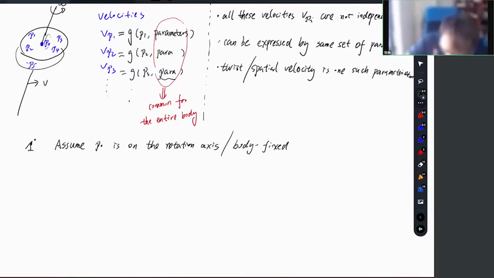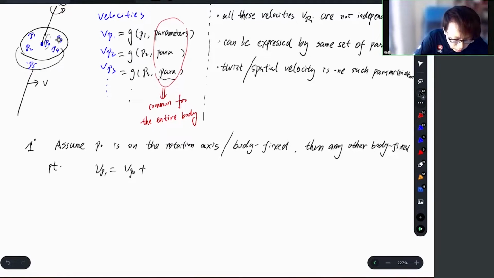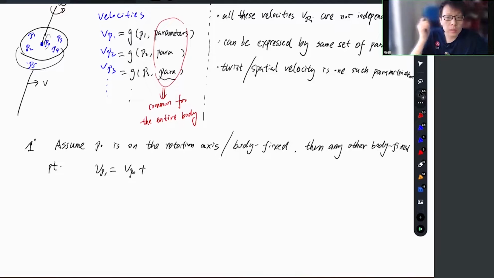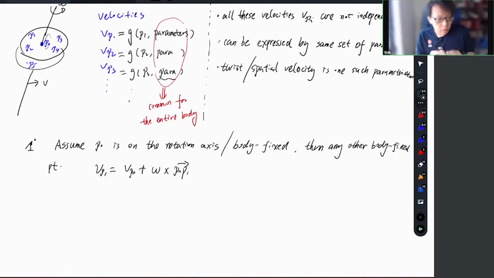All we need to know is the following. For any other body fixed point, let's say p1, its linear velocity vp1 equals vp0, the linear velocity here, plus the relative motion to p0, because it also rotates about p0, so it's plus omega cross p0p1. This vector. I assume that's okay for everyone.